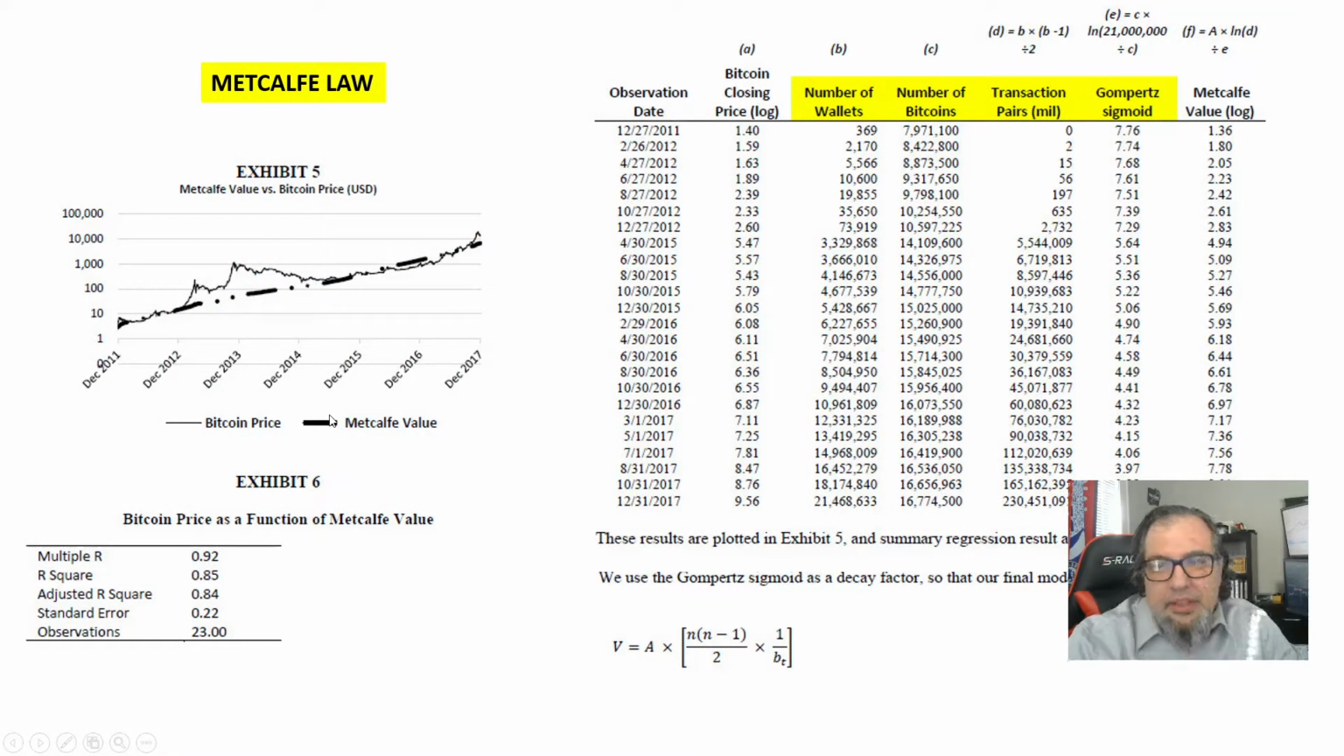Let's dig into the mechanics of Metcalfe's law here. There are two things that are important: the number of active wallets on the network, and the number of bitcoins, basically the supply that is out there. Based on just these two numbers, Timothy Pearson can calculate the price of Bitcoin.